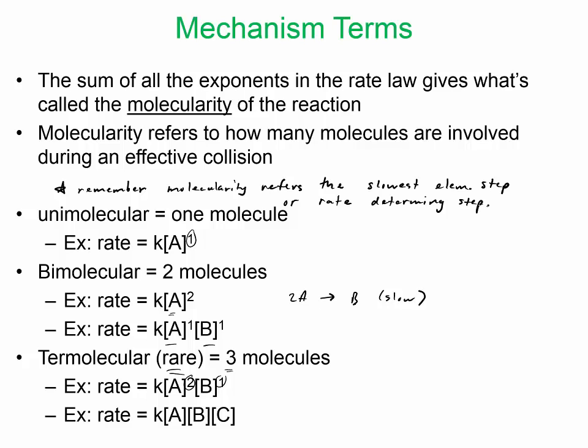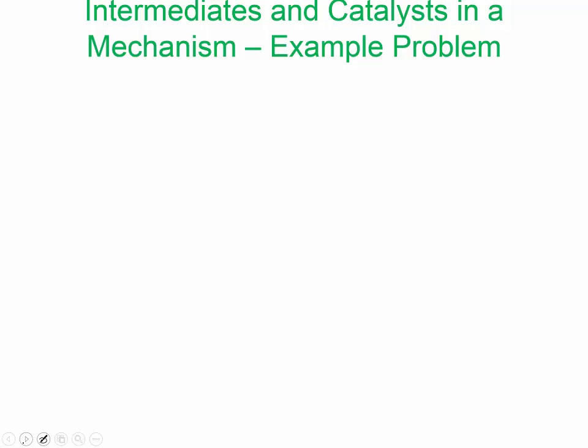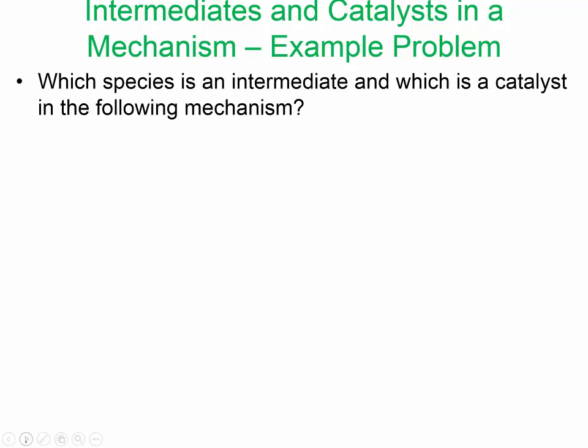Okay, so let's look at another practice problem, and we're going to work with a couple of terms, like what's an intermediate, and try to identify an intermediate in a catalyst. So here's an example problem. This question says: which species is an intermediate and which is a catalyst in the following mechanism?